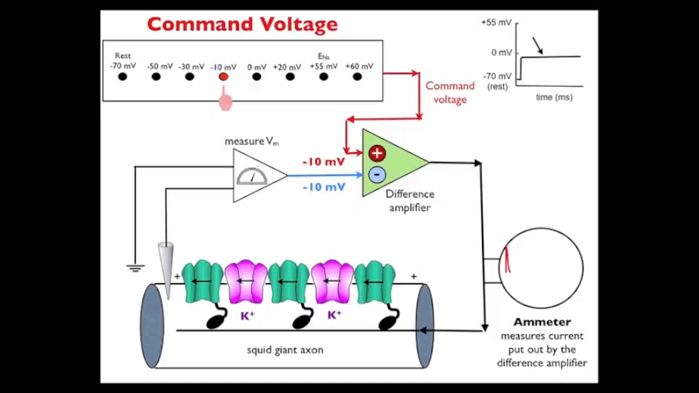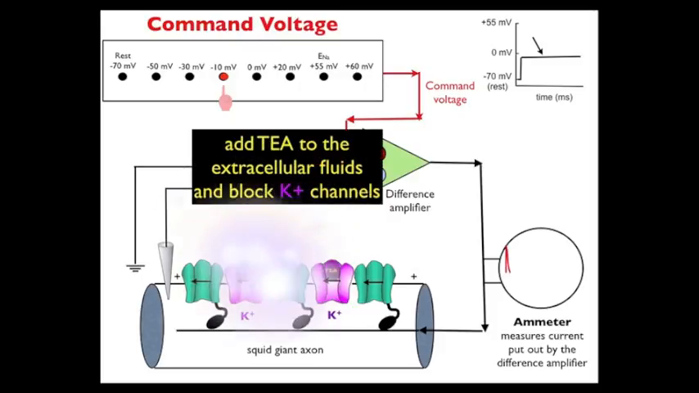To do that, we're going to go back to the voltage clamp, and we're going to clamp the membrane potential at minus 10 millivolts. And then I'm going to add tetraethylammonium, or TEA, to the extracellular fluids and block the potassium channels. And you can see them blocked there with TEA. Then I'm going to take this in slow motion because I want to make a few points that will illustrate how we're going to measure conductances.